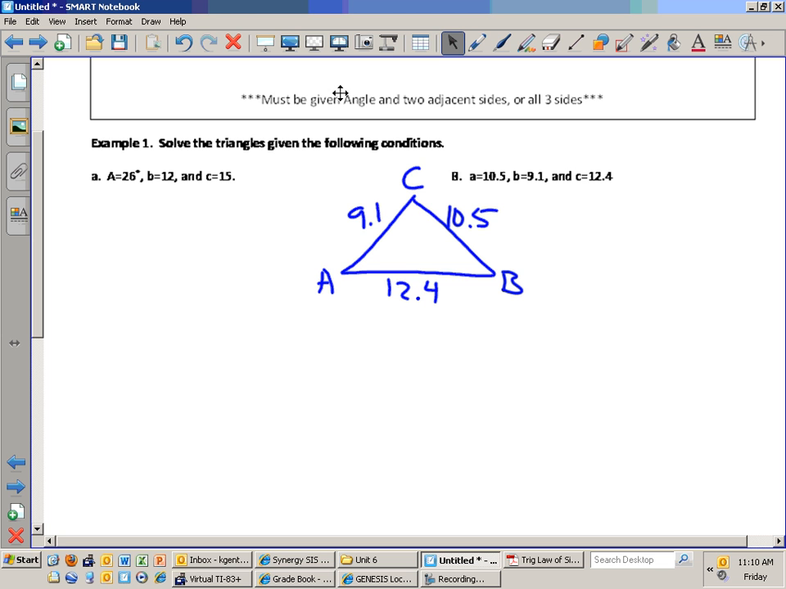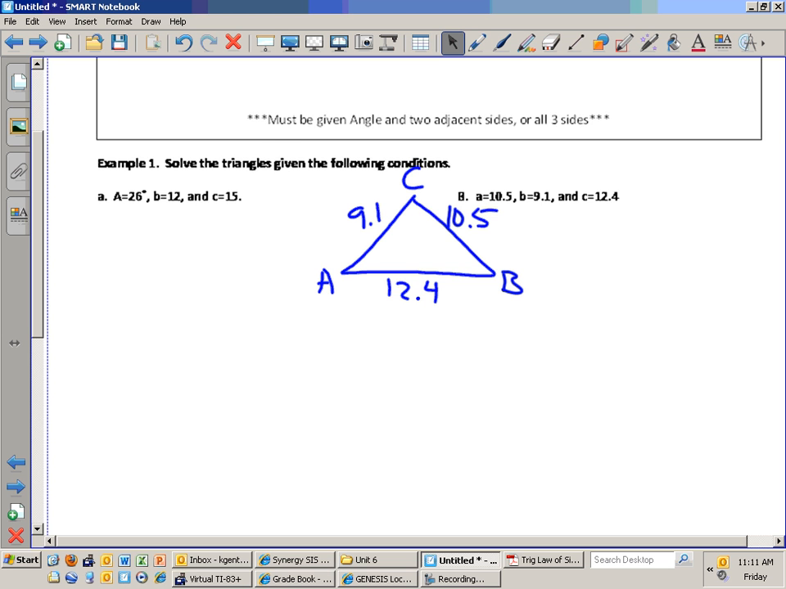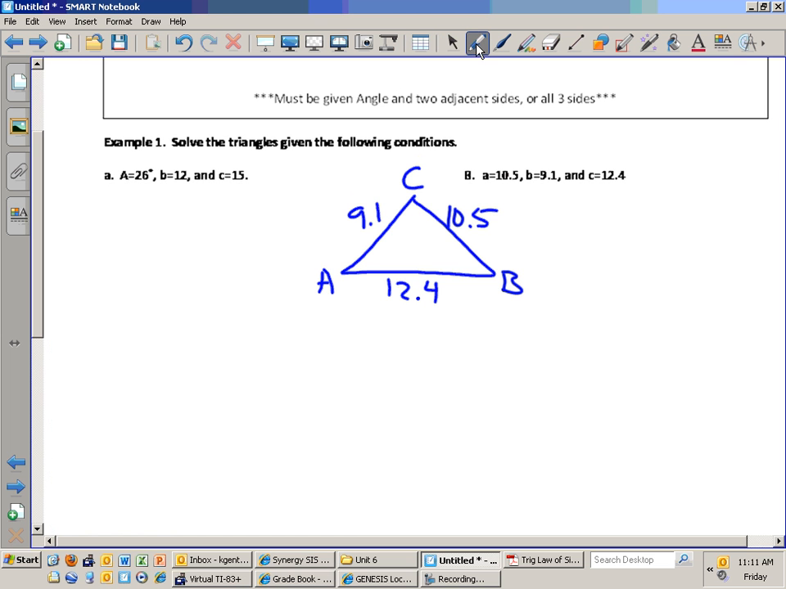Law of cosines? Because we have side, side, side. So here's what we do. We start with the angle opposite the largest side in this case. And so we are going to solve for side C. So I'm going to use this formula. C squared equals A squared plus B squared minus 2AB cosine of C. That's what I'm going to use.